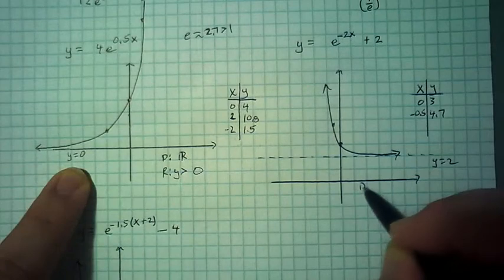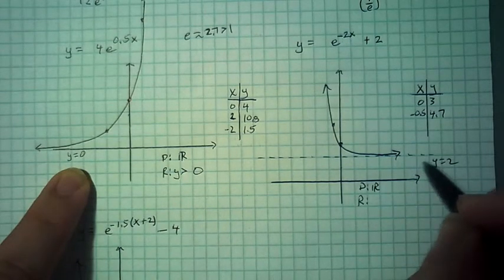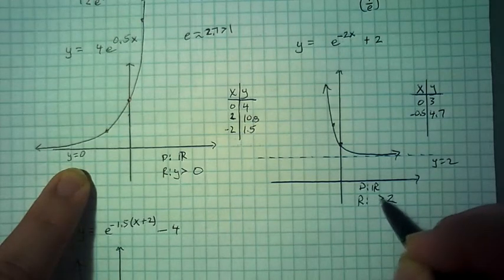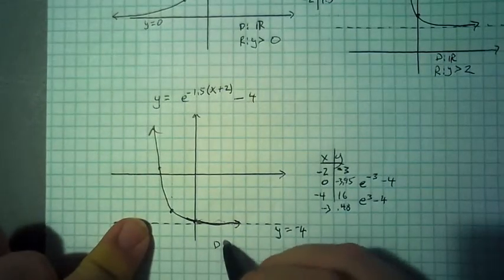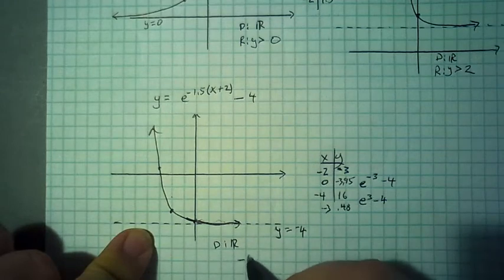This one here, domain, all real numbers. The range, my lowest, well, it's not quite as low as 2, but all my y's are going to be bigger than 2. That's my horizontal asymptote. This one, domain again, all real numbers. And my range, since my horizontal asymptote is at negative 4, all of my y's are bigger than negative 4.